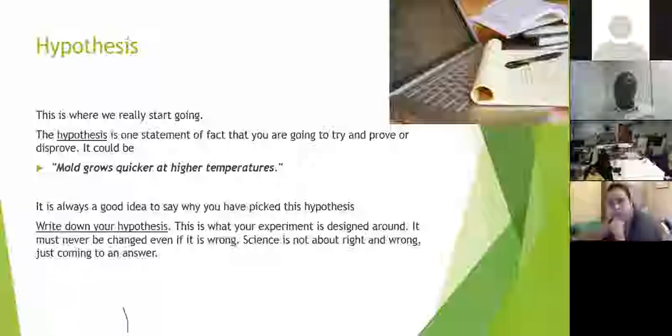Why did you pick this hypothesis? Just try to always state why you have your hypothesis and write it down, because this is what your experiment should be designed around. So it must never be changed, even if you think your hypothesis is wrong, because science is never about right or wrong answers. It's just coming to a conclusion of what you're testing.